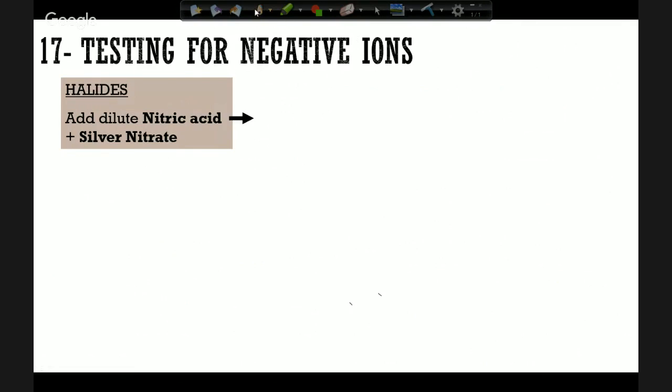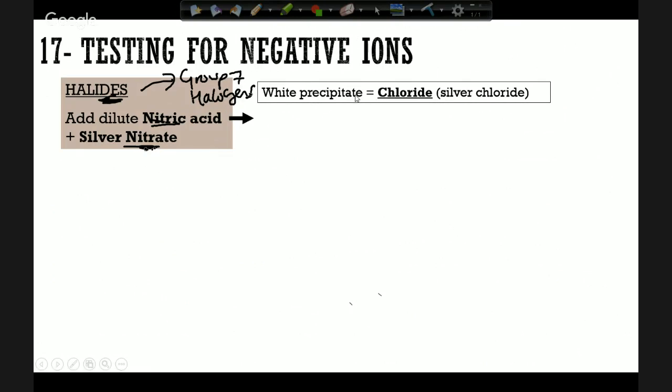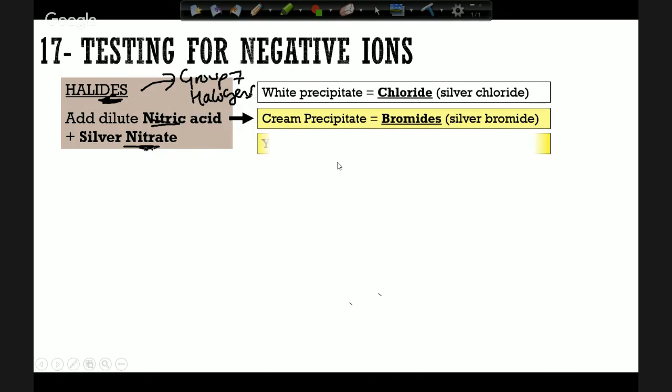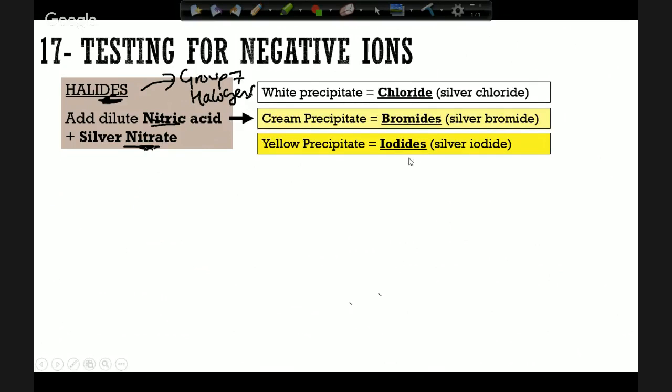The first one is to test for halides. And from the periodic table, you remember these are group 7 ions, which the group 7 are called the halogens, but the ions of those are called halides. And to test for those, we add dilute nitric acid and silver nitrate. Nitric and nitrate stay together, so adding those two together. And the results of that reaction, if you get a white precipitate, that's a chloride. Green precipitate is a bromide. A yellow precipitate is an iodide. And that is how you work out those 3 halides. And those are the only 3 that you need to remember.